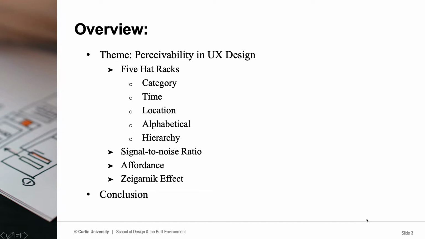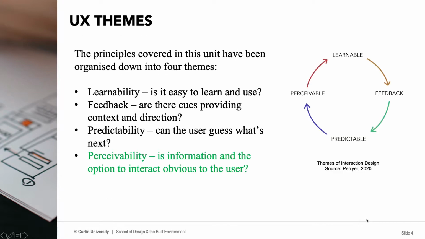And then the second principle that I want to cover is this notion of signal to noise ratio. Then we're going to look at affordance, which is actually a really important one, and we're going to look at the Zeigarnik effect. Now, the Zeigarnik effect is one of those interesting ones that it's not quite a UX-based principle, but it's not an aesthetic principle either. But I thought it's a really important one to stick into this part of the unit, because as a strategy for pulling people into interactions, it's quite a valuable idea. And then we're going to wrap up and conclude by summing up the key points of today's class.